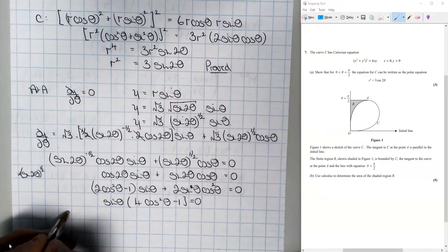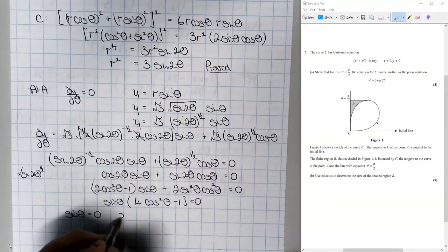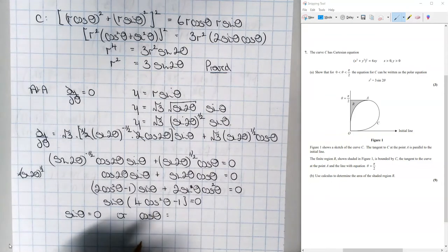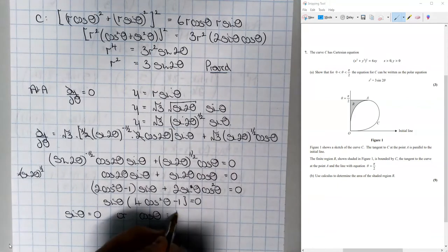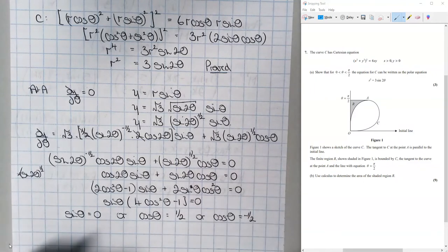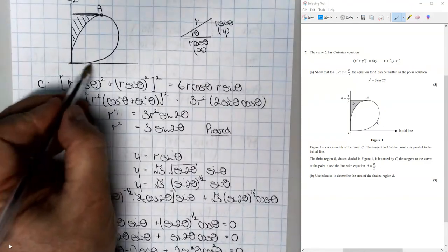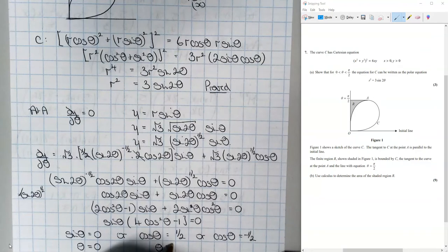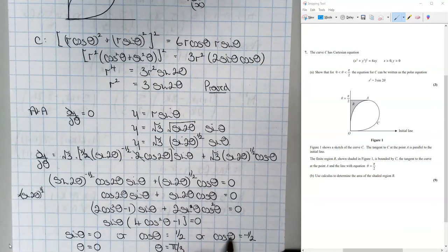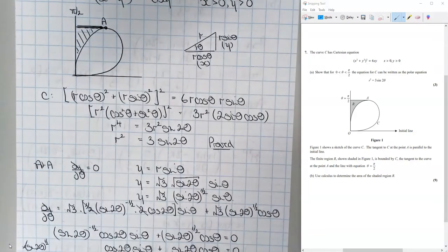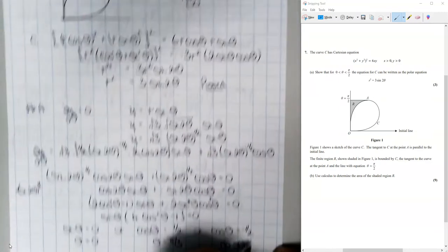So that implies sine theta equals 0, or cos theta equals square root of a quarter, so a half, or cos theta equals minus a half. Theta equals 0, which is of no interest to us because it's the point at the bottom, so it's here effectively. This is theta equals pi by 3, and cosine can't be negative in the range 0 to pi by 2, so it's no solution.